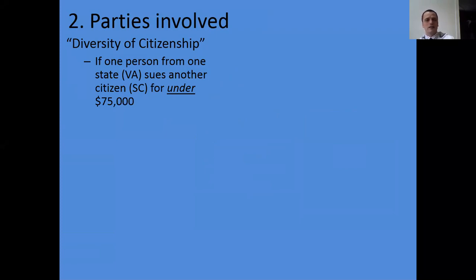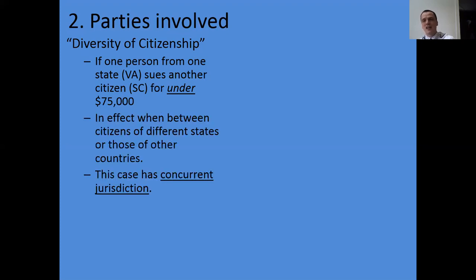So there, anything over $75,000, that is going to be concurrent jurisdiction. Okay, so this case has concurrent jurisdiction. And what might be the idea behind this? If there's a civil case over $75,000, why wouldn't they just have it in one state or the other? If you thought the answer was because the state courts could be biased towards members of their state, then you are a smart cookie. That is exactly the reason why.